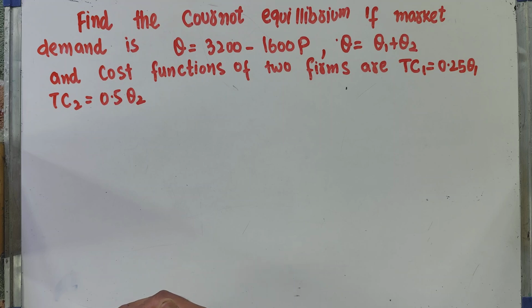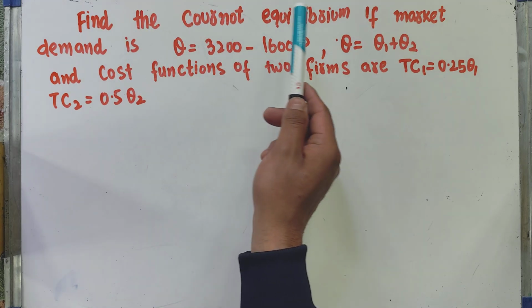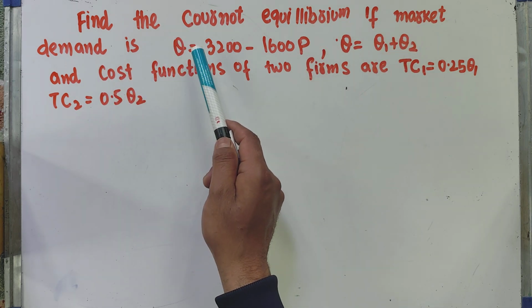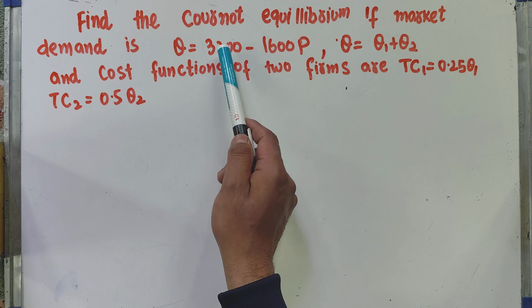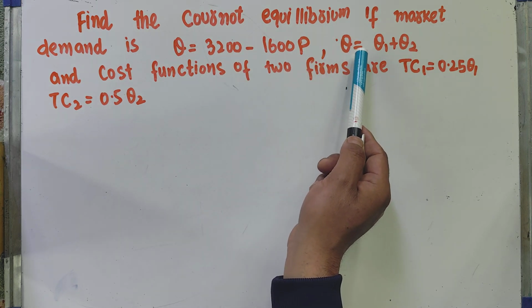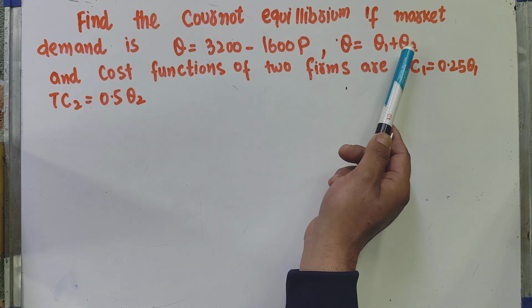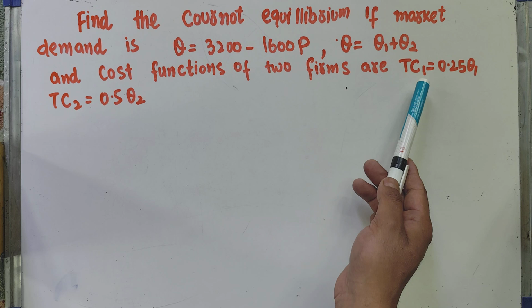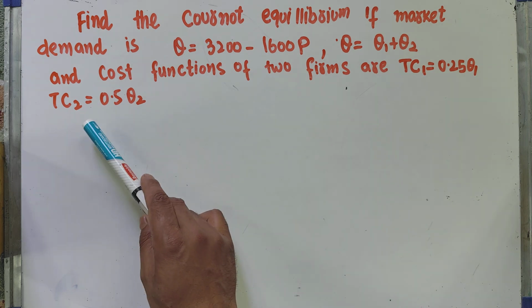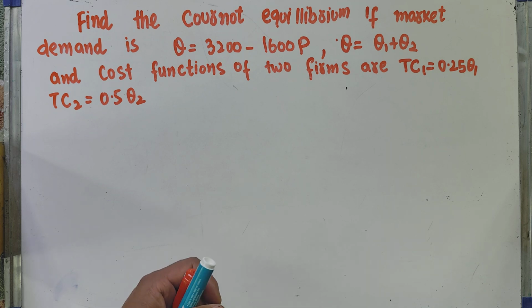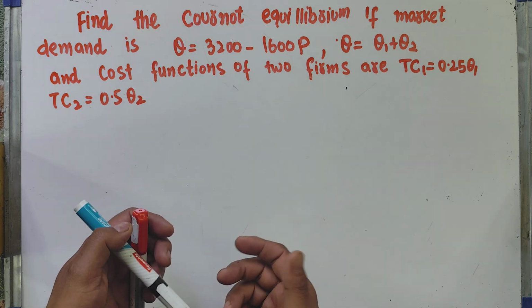In this video we will solve a question on Cournot equilibrium in case of duopoly. The question is: find the Cournot equilibrium if the market demand function is Q, which is the total output produced by two firms, equal to 3200 minus 1600P, where P is the market price. Q is equal to the output of firm 1, Q1, plus Q2, the output of firm 2. The cost function of firm 1 is total cost 0.25 Q1 and the cost function of firm 2 is 0.5 Q2. We need to find the Cournot equilibrium quantities.